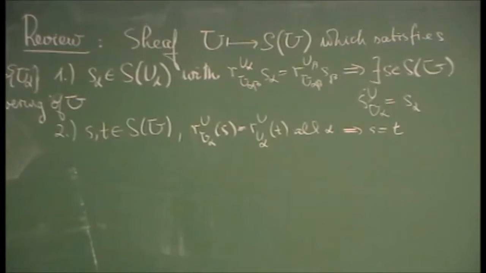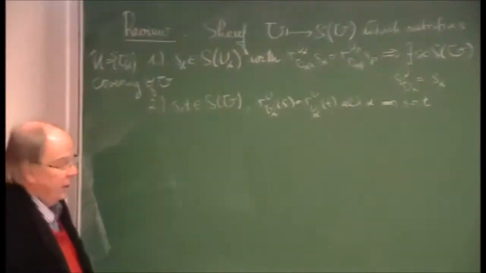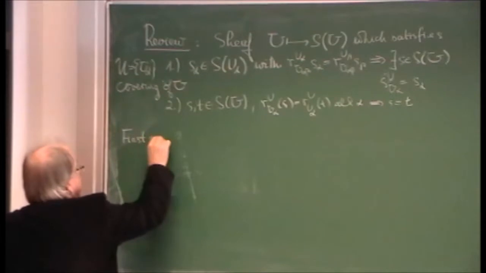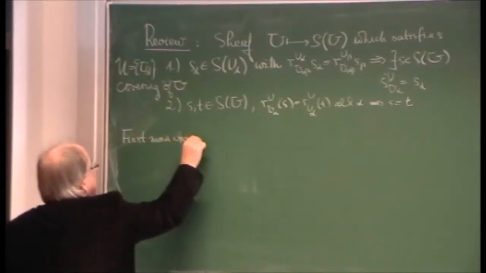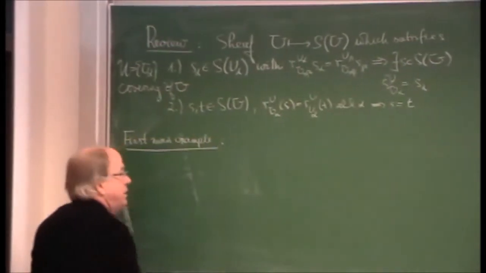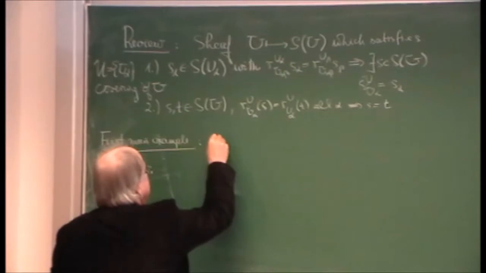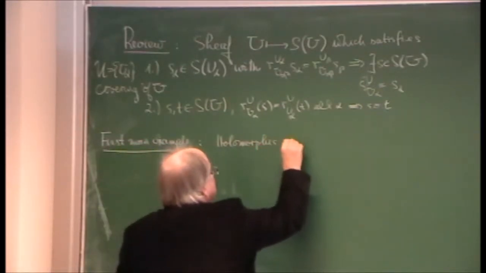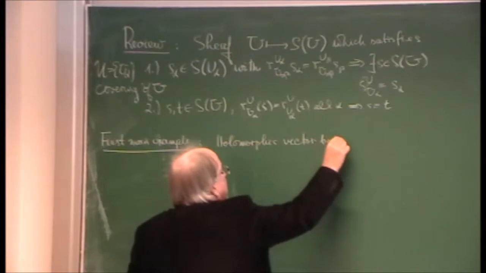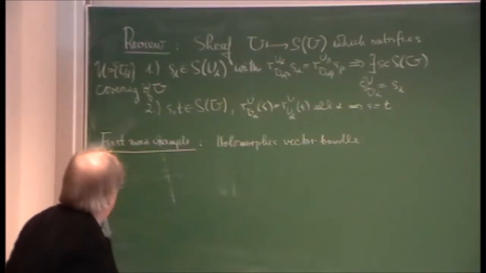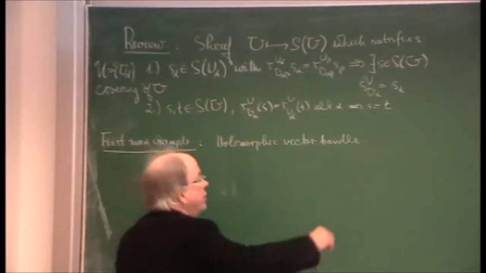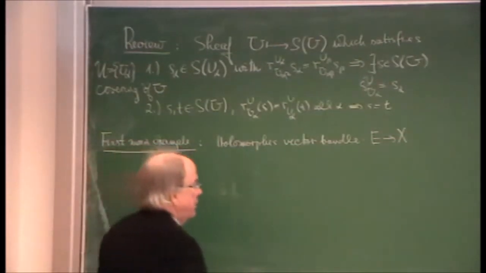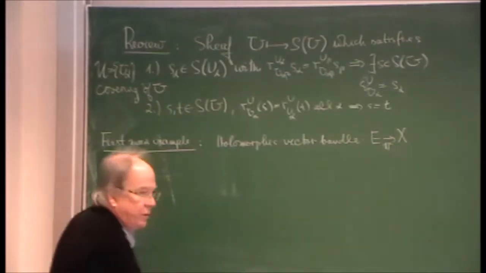Okay, so that's a sheaf. And we'll start with the main example for us. So the first main example. Space is a holomorphic vector bundle. And my usual notation is E over X, maybe with projection mapping pi. Let's recall what that is.